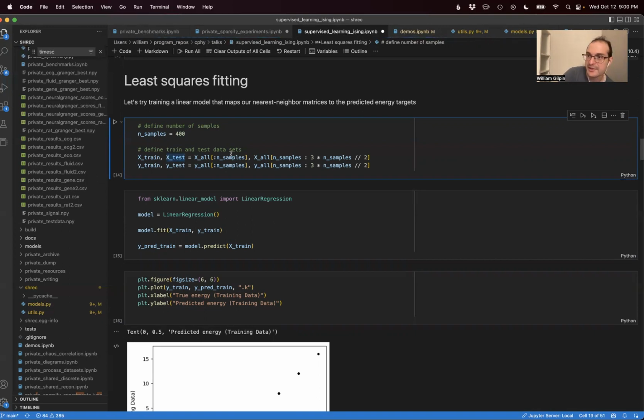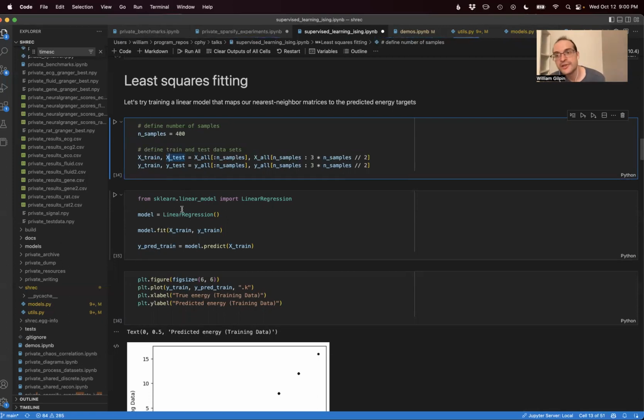Okay, so I split my data into train and test partitions. So X train now has length 400 by 1600, right? Because I still have the full number of features, I just have fewer samples. And then Y train will be a vector of length 400, which is the energy of these 400 samples. And then the testing partition has the same number of features as well.